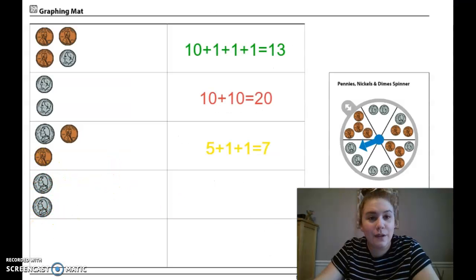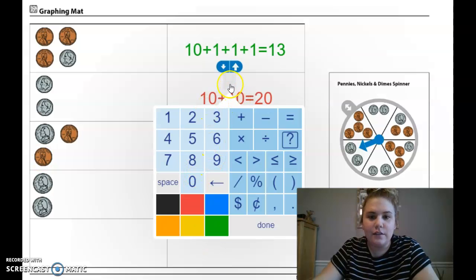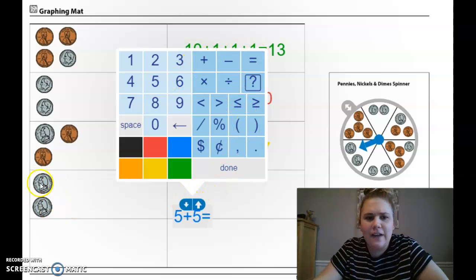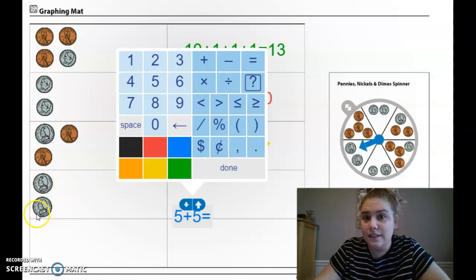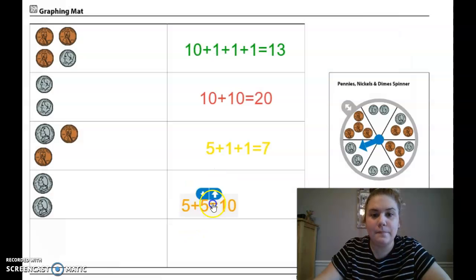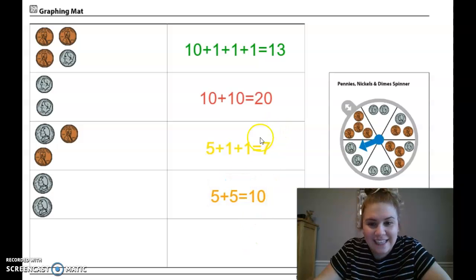Here we are again. We know that those equal 5 cents. So let's get this over here so we can type it in. 5 plus 5 equals, let's count by fives. Ready? 5, 10. We know that that equals 10. Let's make it orange for today. 5 plus 5 equals 10. Yesterday was 7 and today is 10. 10 is greater than 7.